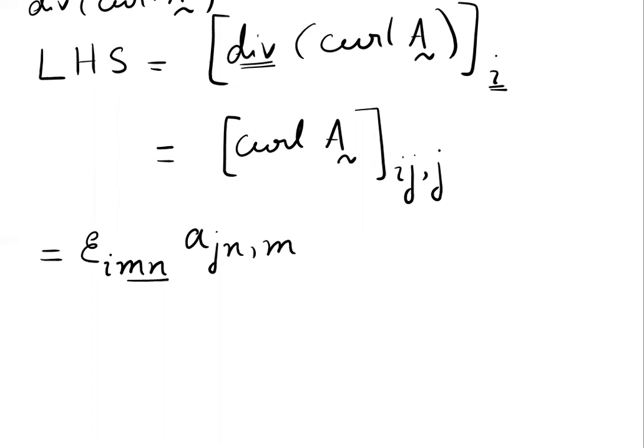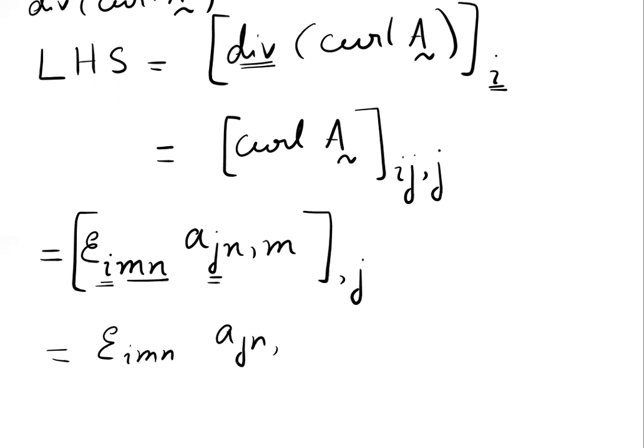This is nothing but curl of A, the Ij component. So here is I and here is J. If it is Mn here, it has to be the reverse, N, comma, M. That is the definition of curl A in terms of notations. Right? Okay. And close the bracket. Comma J as it is. Now epsilon Imn stays as it is; that has nothing to do with the differentiation. It's a scalar, so it stays outside. And the remaining is A Jn, comma M and J.